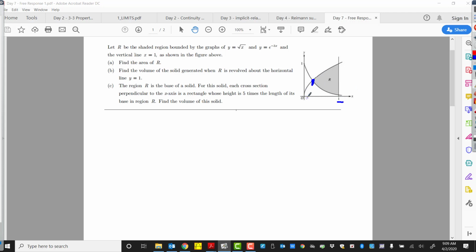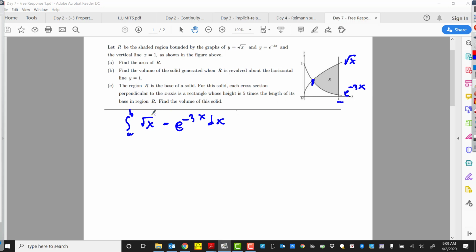And based on what we know about these graphs, the upper function is the square root of x, and the lower function is e to the negative 3x. Okay? So, if we want the area, we want the integral from a to b of our upper function, so square root of x, minus our lower function, e to the negative 3x dx. Okay? Alright, so let's look at this one.